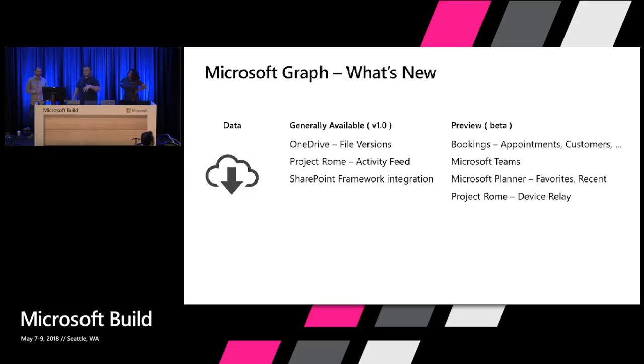We have a bunch of APIs in beta. Rob talked about Microsoft Teams and the Teams APIs. You can now get at, create channels. You can create teams. You can add people to teams and channels. You can post messages to teams. You'll soon be able to query messages from those teams as well. And then we also have beta APIs for our Bookings application, for some new features in Microsoft Planner, and for the device relay inside of Project Rome as well. So lots of cool stuff.